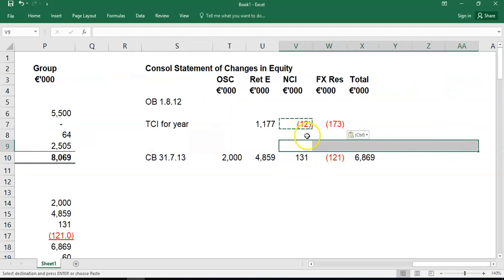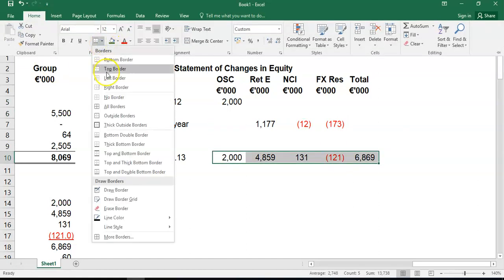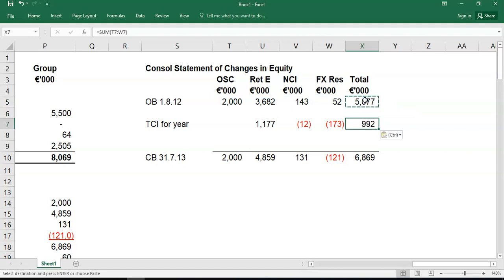And you work back then to the opening balances. So the opening balance here in ordinary share capital must be 2 million. Again, nothing has changed in the year. The opening balance for retained earnings, 4859 minus the profit of the year, 3682. Opening balance in the NCI must be 143. And the opening balance on the FX reserve must have been 52. So if you add those across, you get opening equity and you get the TCI for the year.